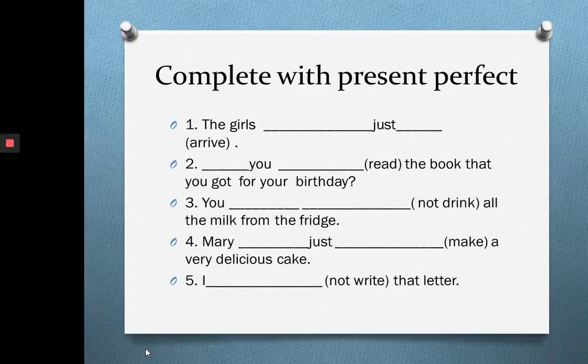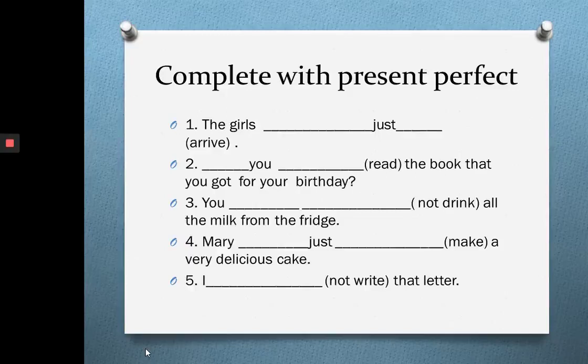And the sentences are here. Number 1. The girls just arrived. Napominjem, arrive je pravilan glagol. Znači ne trebate ga tražiti tamo u koloni nepravilnih. Number 2. You read the book that you got for your birthday. I hope you remember the things that we said about read. It's irregular.